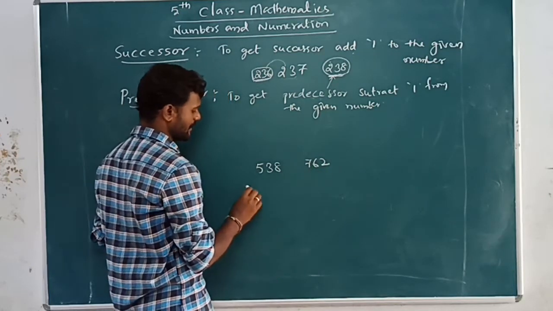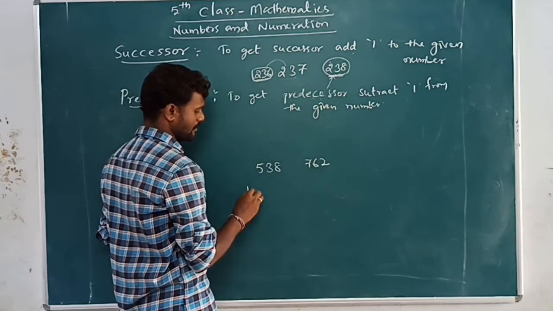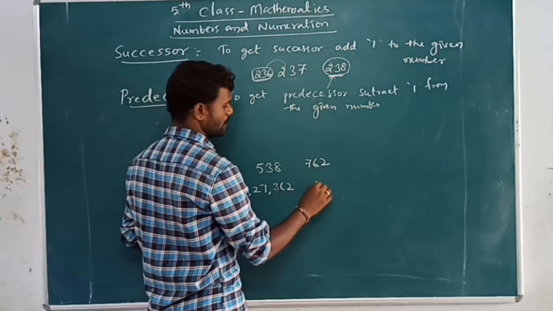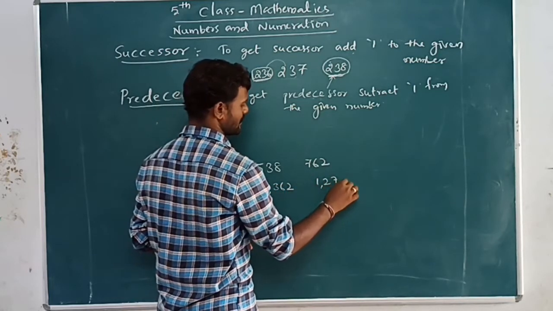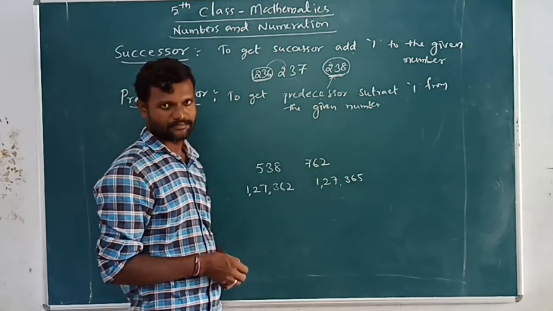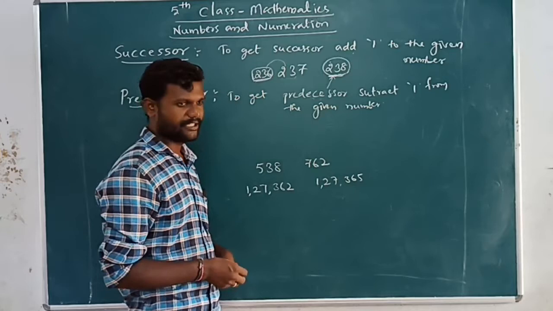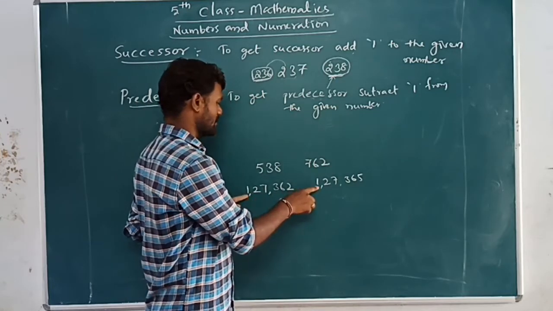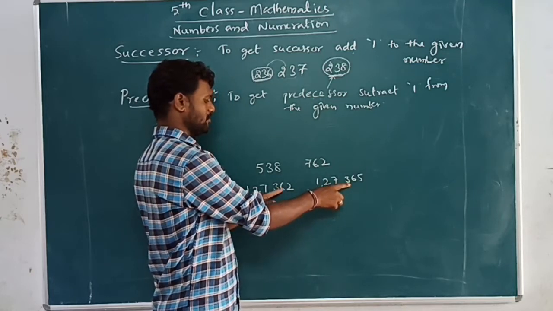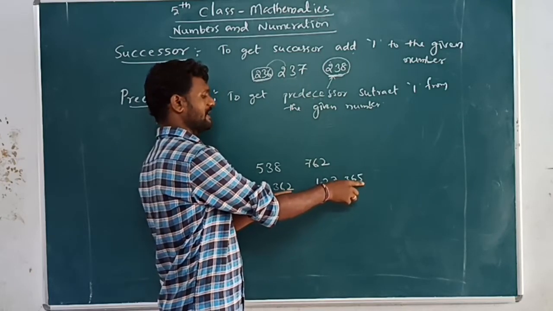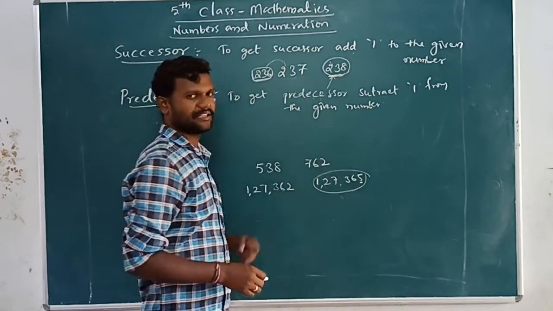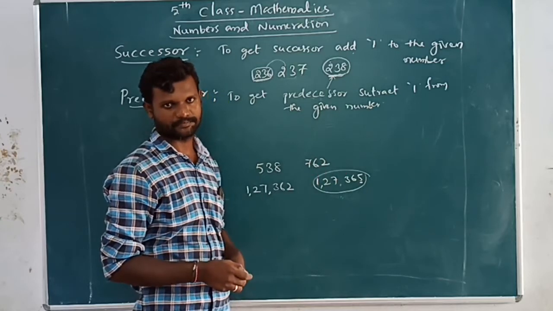If I have given numbers like this, 1,27,362 and 1,27,365, which is the bigger number? Starting numbers 1 and 1 are the same, second numbers 2 and 2 same, third 7 and 7 same, 3 and 3 same, 6 and 6 same. But 2 and 5, which is bigger? 5 is bigger. So this is the bigger number. In this way we have to identify the bigger numbers.